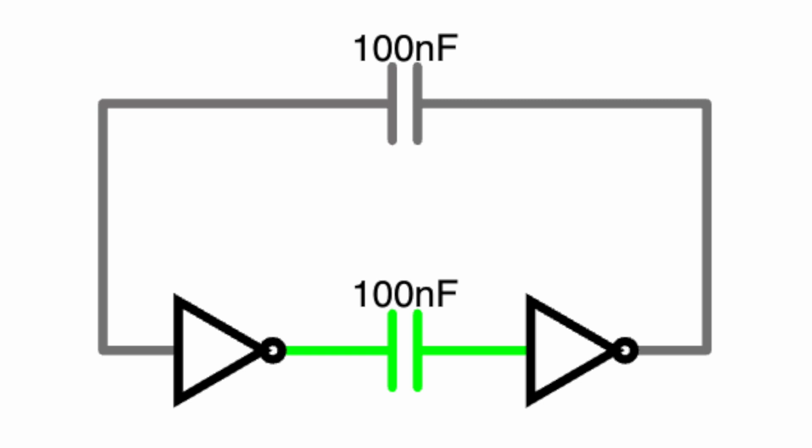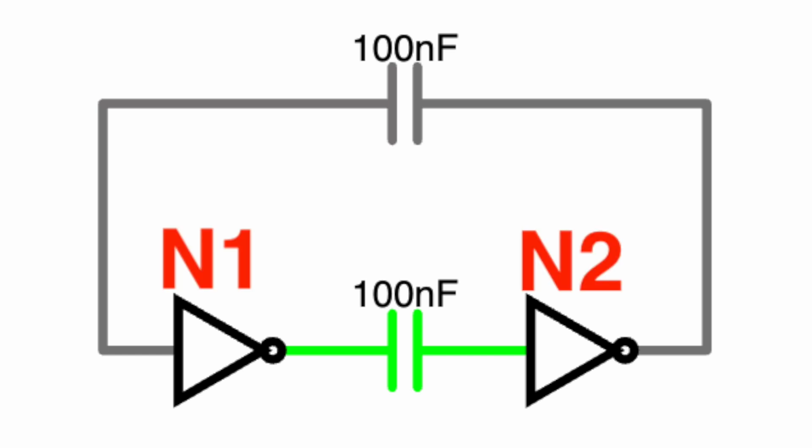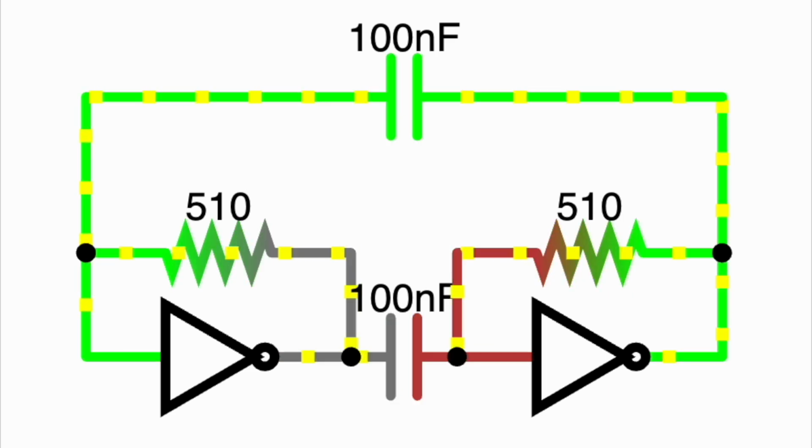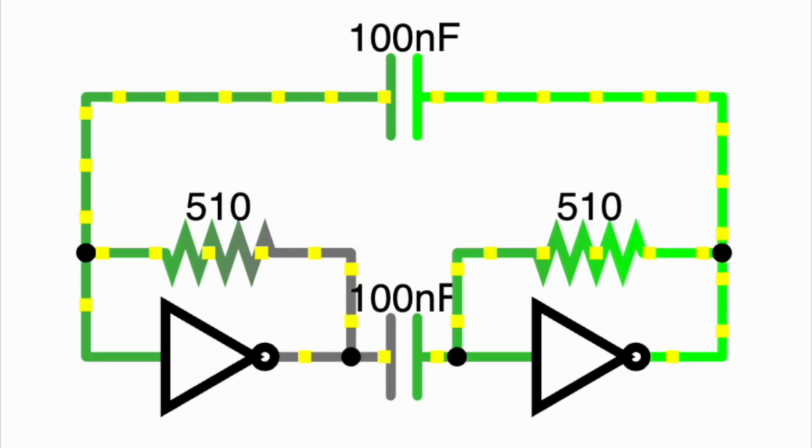Let's start the circuit with just two inverters in series with two capacitors connecting each input to the other's output. Simply, when one output is high, let's call this N1, the other will be low. Then, two resistors are added, connecting each input to its own output. This is the result, an astable multivibrator.